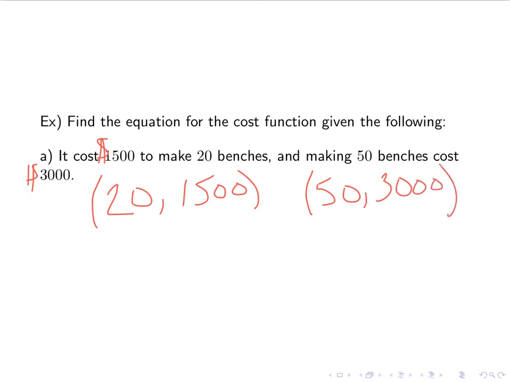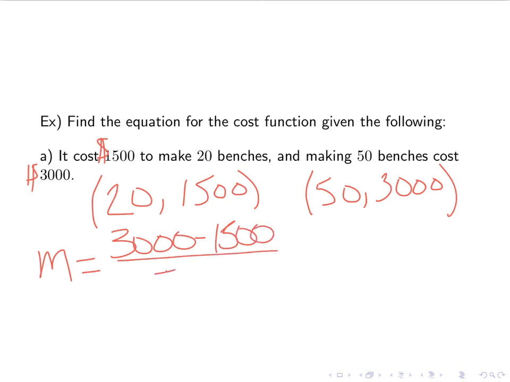And we've done this before. I know how to take 2 points and make an equation. So I'm going to take my 2 points first and find the slope. So remember, that is the difference in y's over the difference in x's. And if I take 3,000 minus 1,500 and divide it by 50 minus 20, I'm going to get out 50. So this is my slope, which again in this case is my v, my variable cost.